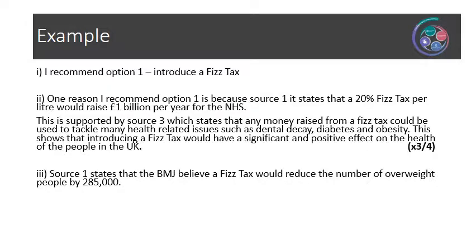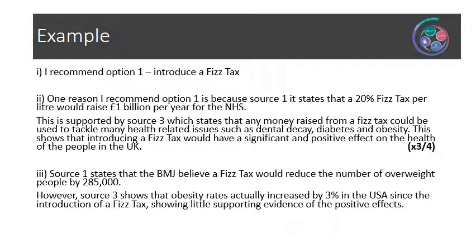So for example, source 1 states that the BMJ believes a fizz tax would reduce the number of overweight people by 285,000. However, source 3 shows that obesity rates actually increased by 3% in the USA since the introduction of a fizz tax, showing little supporting evidence for the positive effects. We'll repeat that once or twice, and just note that we may want to use the word however in any paragraph that we write rejecting the other option.